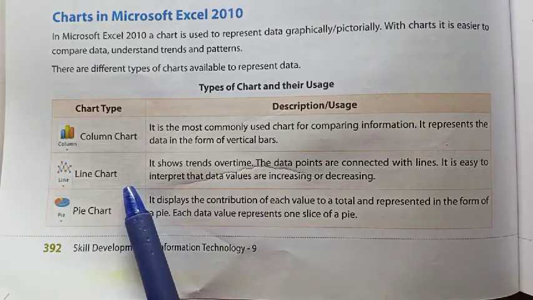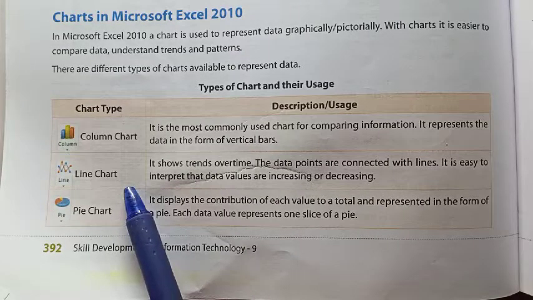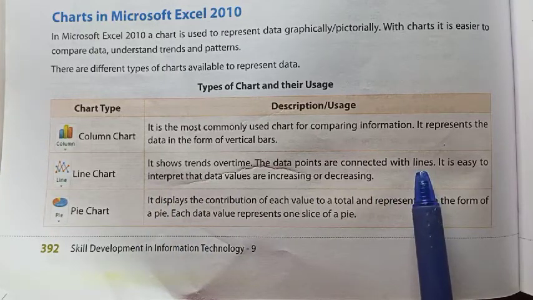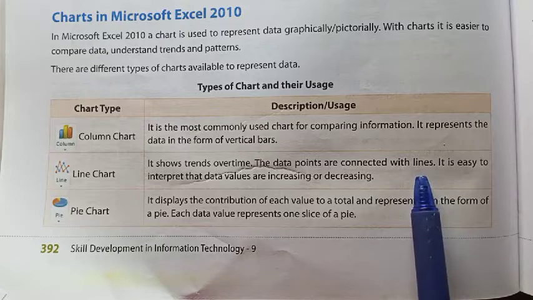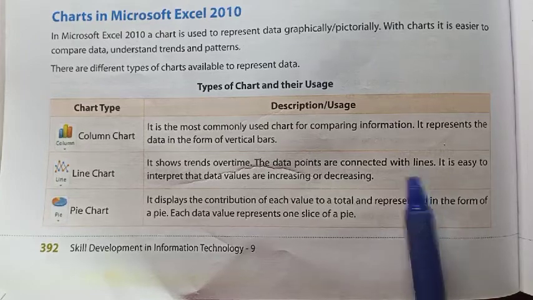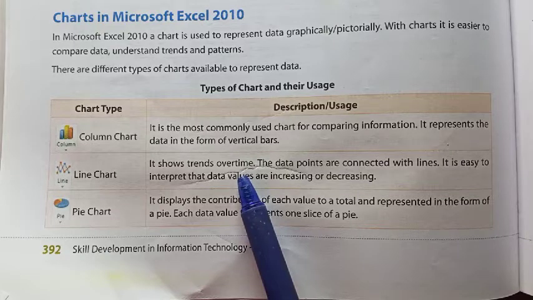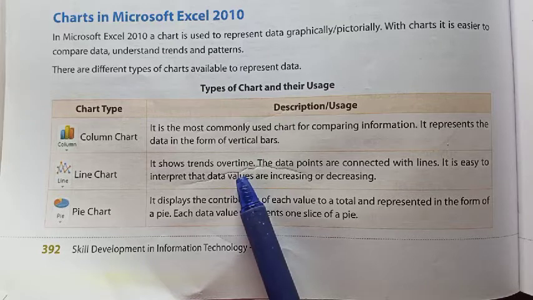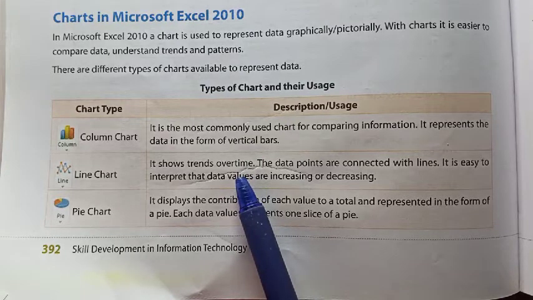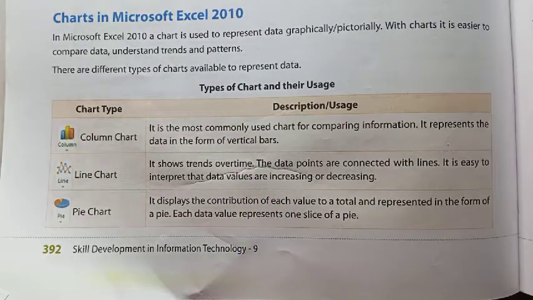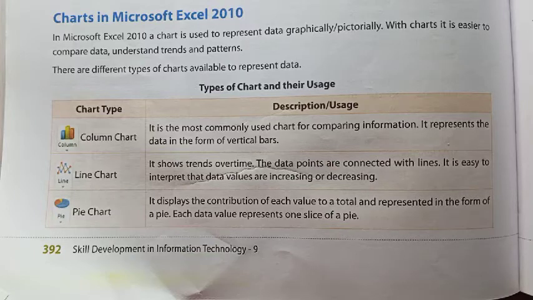Next we have the line chart. In this one, the data points are connected with lines, and this is used whenever you have to show how the data is changing over time. You might have observed this generally in cricket matches, you must have seen this line chart. So this one is easier for interpreting how the data is increasing or decreasing.